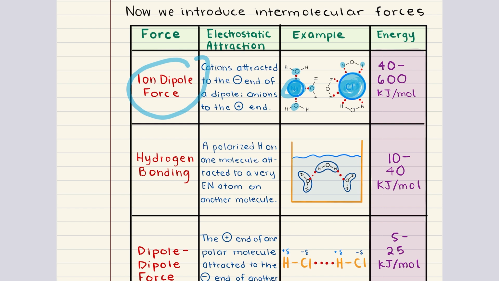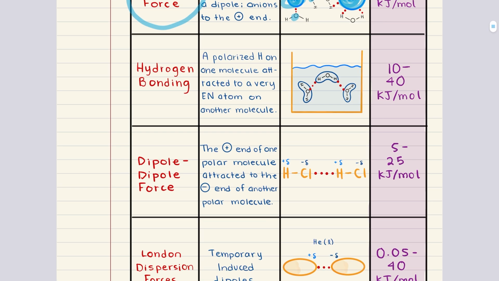The strength of an ion-dipole force can range from 40 to 600 kilojoules per mole, depending on factors like ion charge, size, and solvent polarity. Next, we have hydrogen bonding. This is a specialized and particularly strong form of a dipole-dipole interaction. Hydrogen bonding occurs when a highly polarized hydrogen atom is directly bonded to a highly electronegative atom, specifically a fluorine, nitrogen, or oxygen atom.